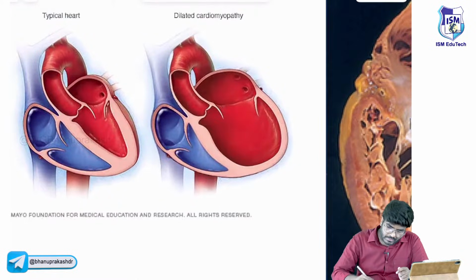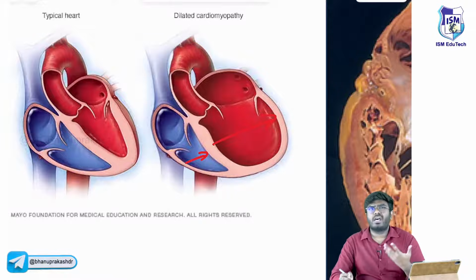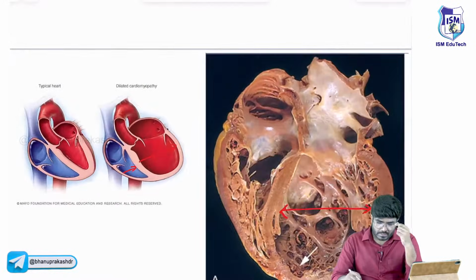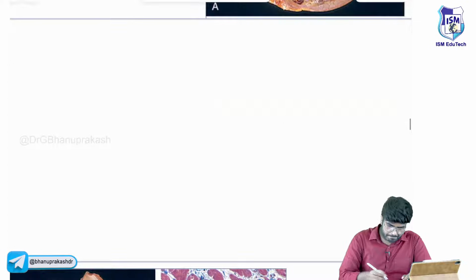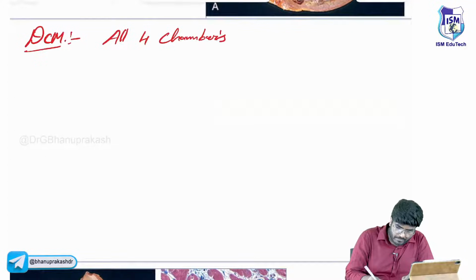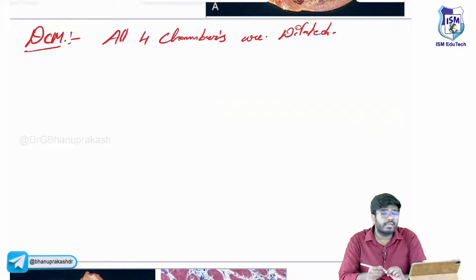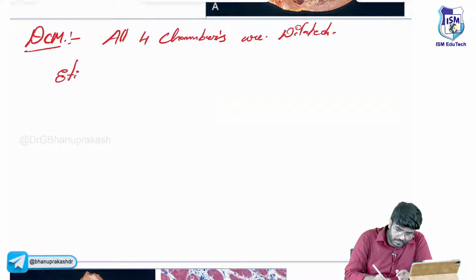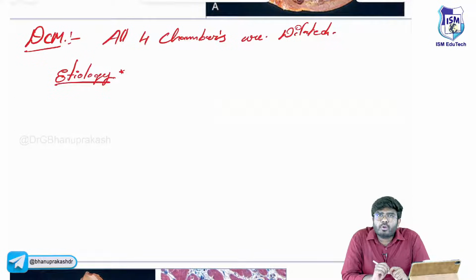See, the heart chambers are dilated, not just the left ventricle, all the heart chambers will be dilated. The questions that will come in your exam: in dilated cardiomyopathy, all four chambers are going to be dilated. Now they will ask you why, the etiology. Sir, I have explained: what is the etiology of hypertrophic cardiomyopathy? It is because of certain gene mutations, the MYH7 gene mutation on chromosome number 14. That's one of the causes.